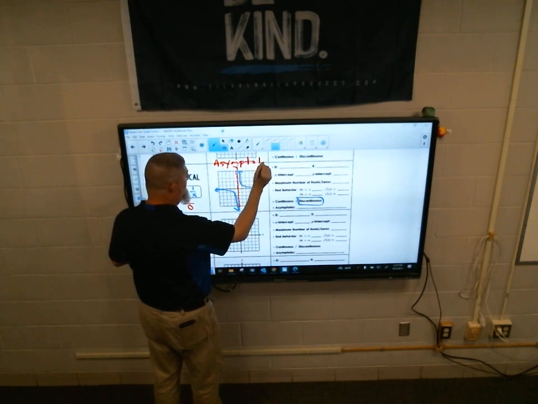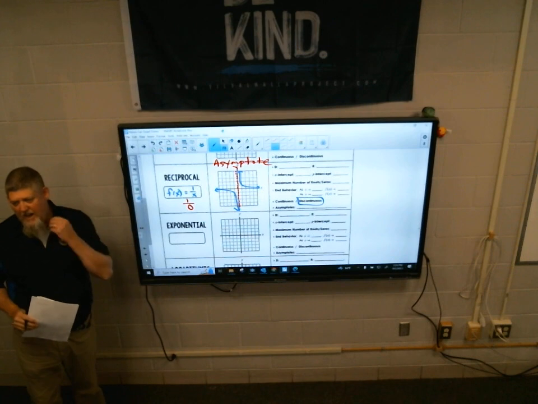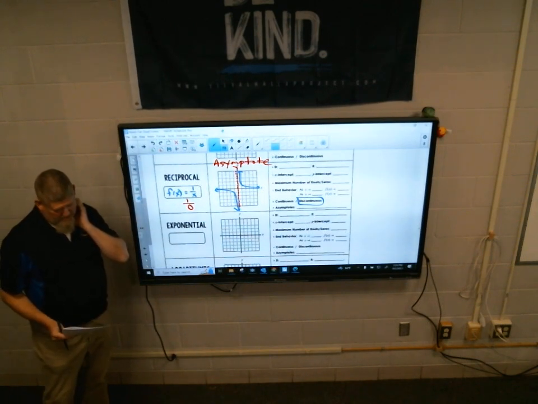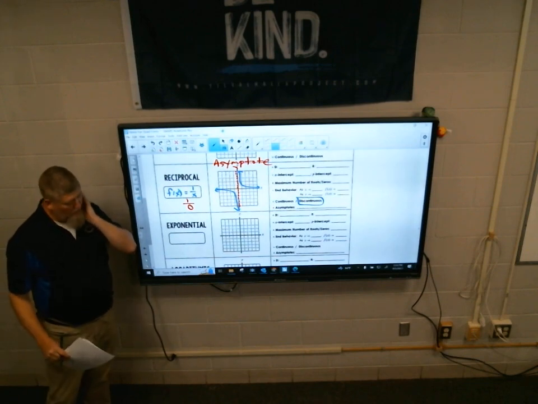That's what I was going to ask you, what it meant. There you go. It's an asymptote. An asymptote is a line you're getting closer to, but you never actually get there. We're going to talk more about that when we get to that point, but I just wanted to introduce the term.